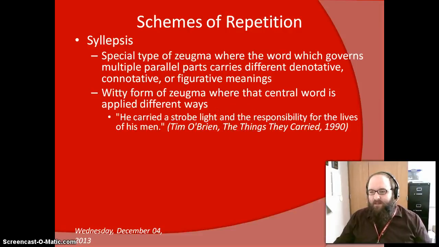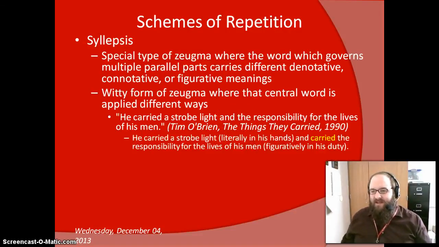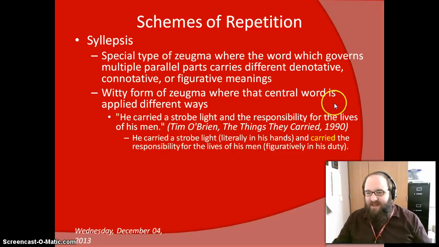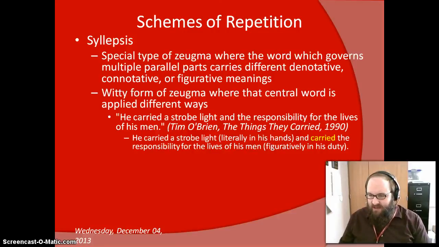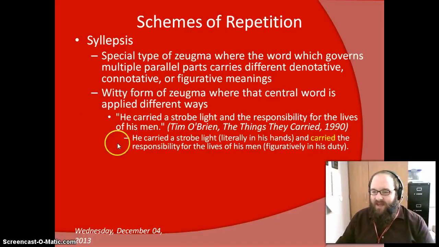Ellipsis is here. What makes this solepsis is that the meaning of carried differs from place to place. He carried a strobe light literally in his hands, and he carried the responsibility for the lives of his men figuratively in the responsibilities of his duty. Okay, so here we have it used literally, and here we have it used figuratively. So that's a good way, or a common way of using solepsis.